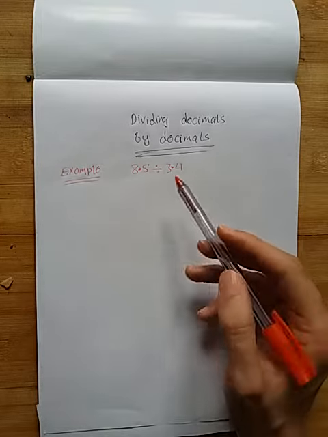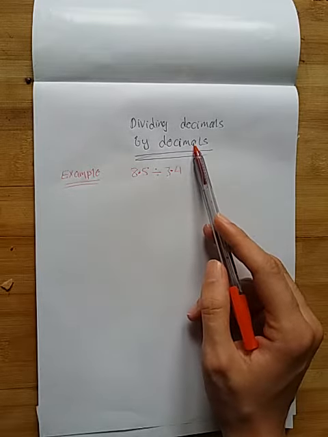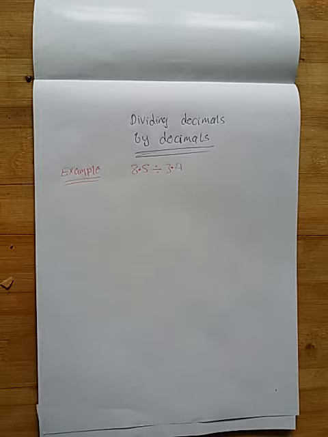In this video, we will review our last lesson, which is dividing decimals by decimals. We will have the same example here. As we said, in dividing decimal by decimal, we will move the decimal point one place to the right for both numbers.